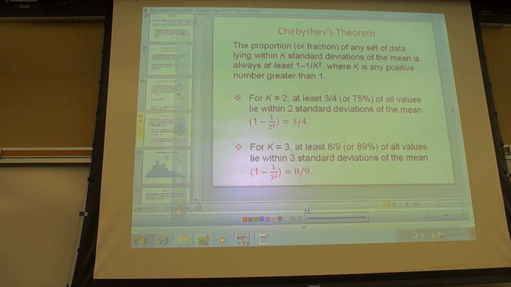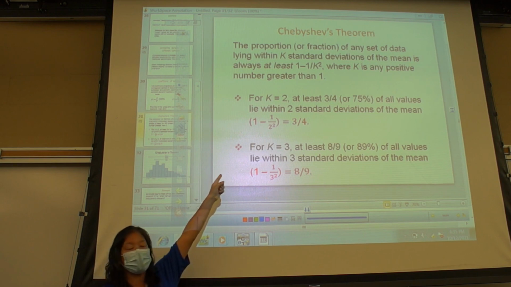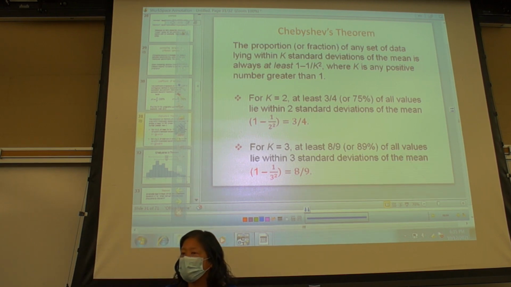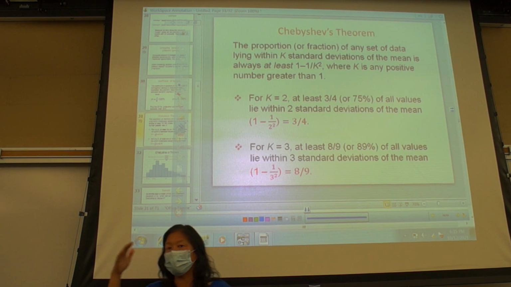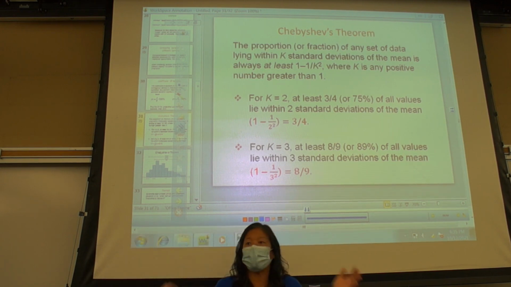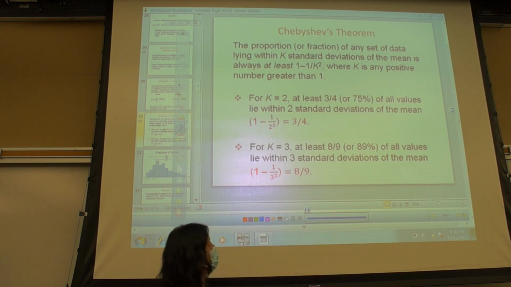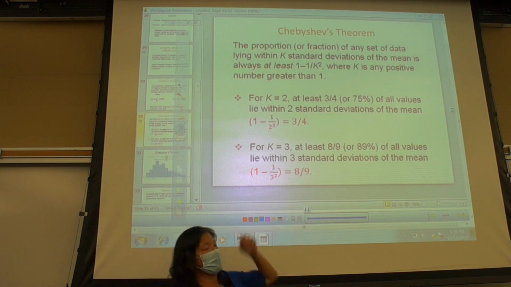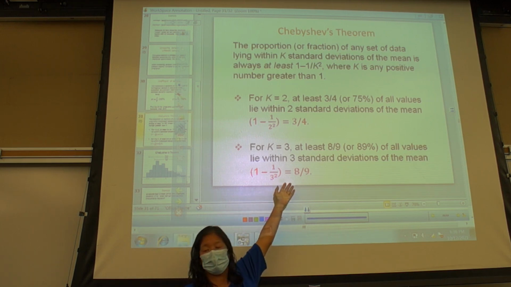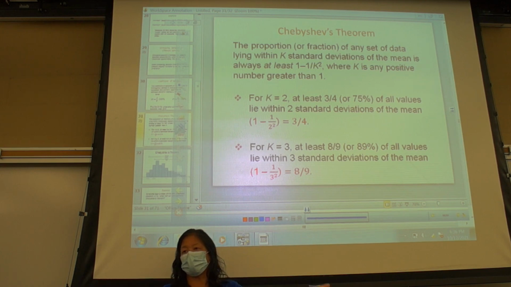On the other hand, even though it's very powerful, it's not very accurate, right? It gives you a big range. So at least within 2 standard deviations, at least 75% means it can be anywhere from 75% to 100%. That's a pretty big range of possibilities. That much data can fall within there, anywhere between that. Within 3 standard deviations, 8/9 falls within 3 standard deviations.